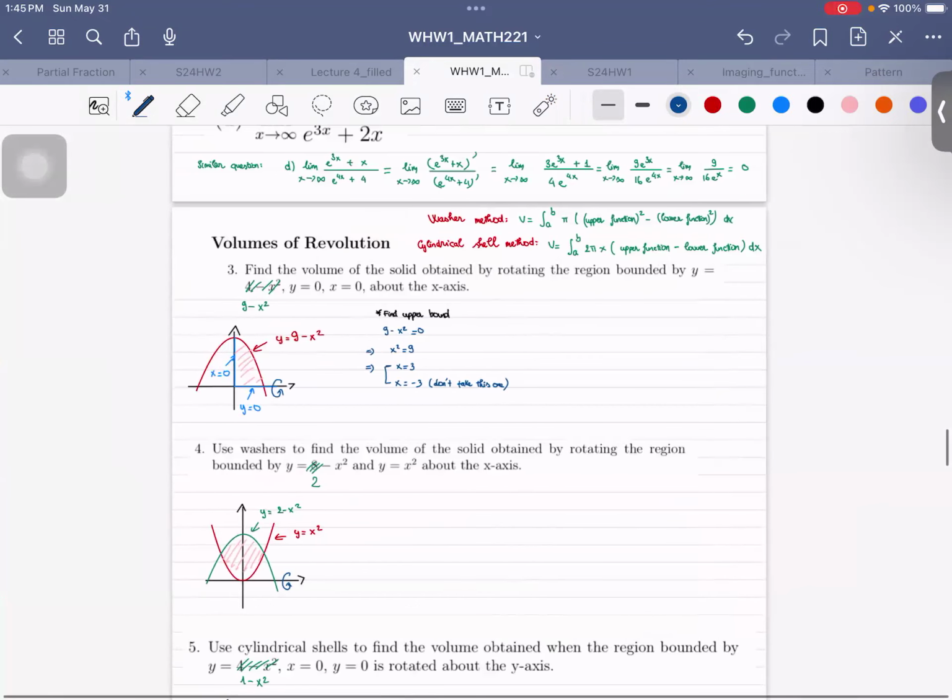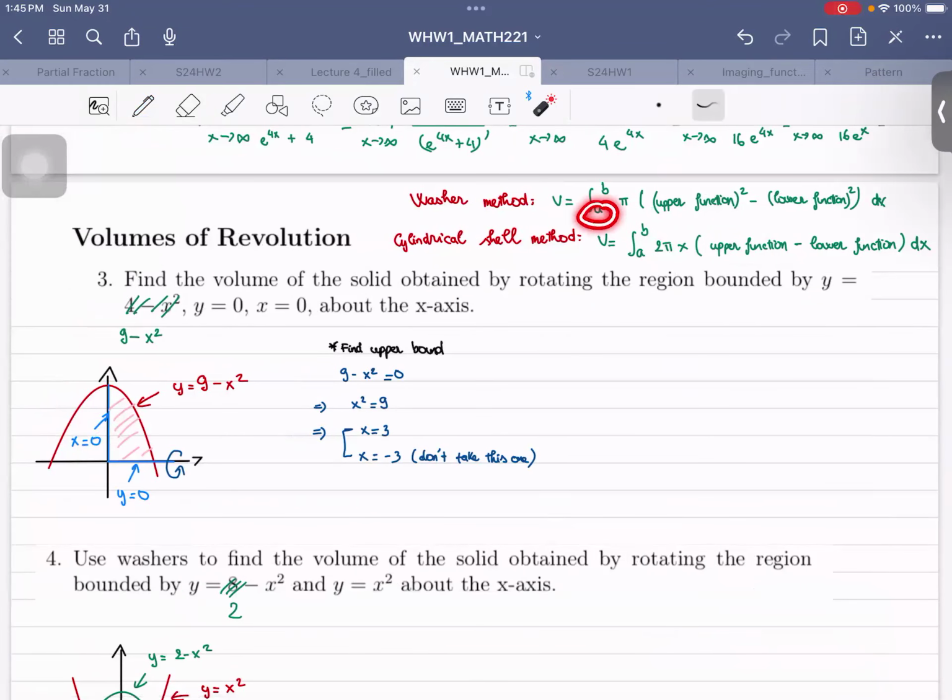Okay, so now we know the lower bound. The lower bound is 0. We know the upper bound. The upper bound is 3. The upper function is the upper curve, 9 minus x squared. The lower function is y equals 0.